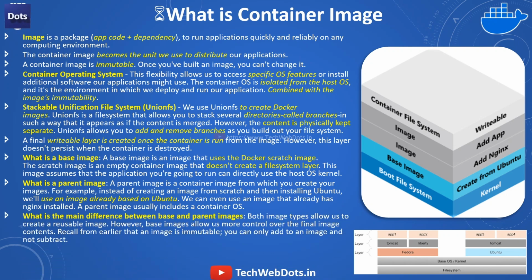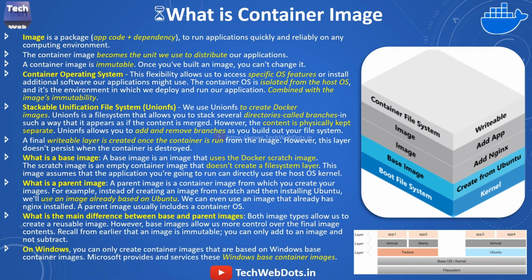What is the main difference between a base image and a parent image? I know this is the obvious question if you still have it, so let me read it. Both image types allow us to create reusable images. However, a base image allows us more control over the final image content. Recall from earlier that an image is immutable: you can only add to an image and not subtract. There is a special point to remember. On Windows, you can only create container images that are based on Windows-based container images. Microsoft provides and services these Windows-based container images. So I hope the basics of containers are clear now.